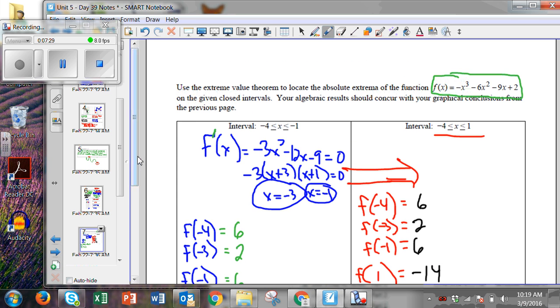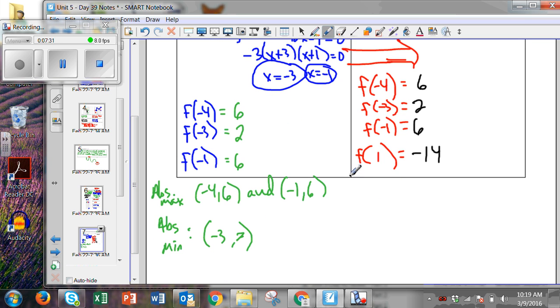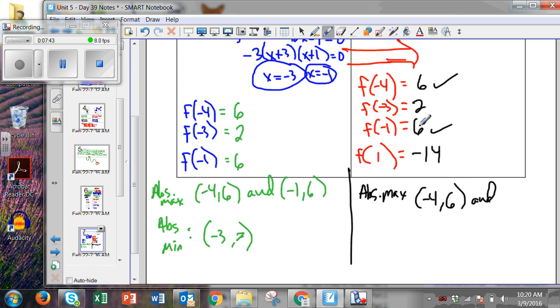So what did this change? What is the maximum value over this interval? So for the absolute max, where do the largest values of the function occur? That's going to be when x is negative 4, and that's negative 4, 6. And once again at negative 1, 6. But now, where does the absolute min occur? This occurs right here, and this is 1, negative 14. Okay. All right.